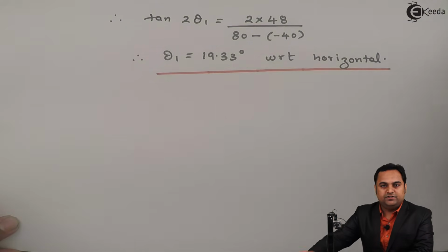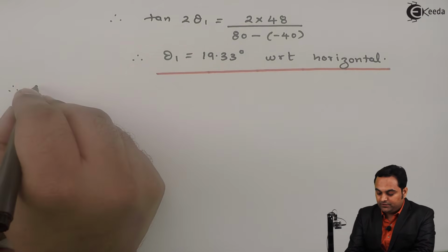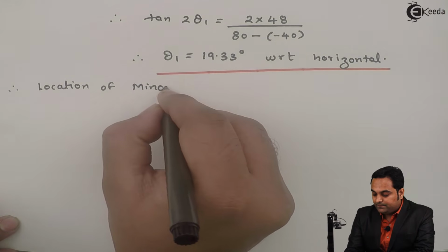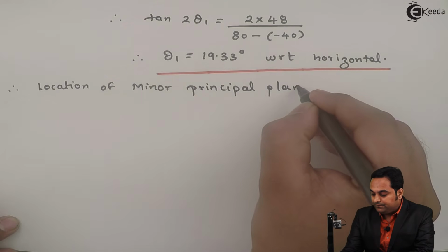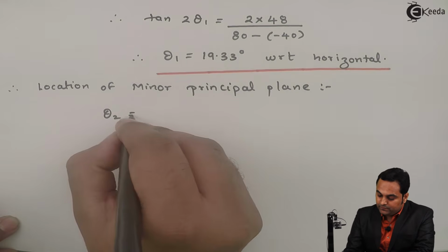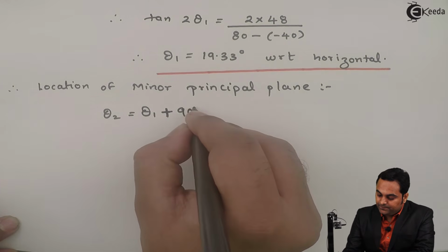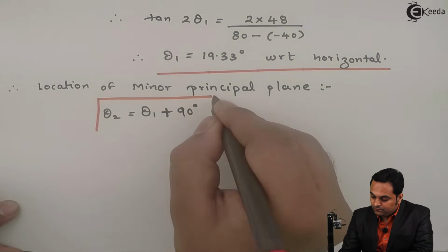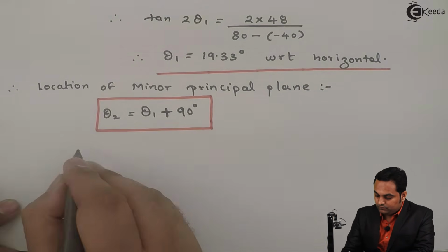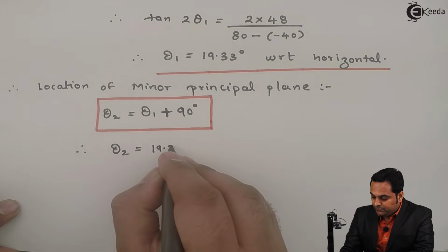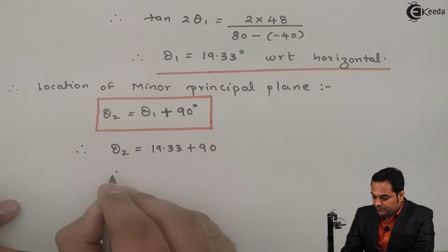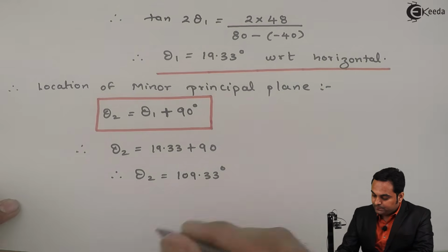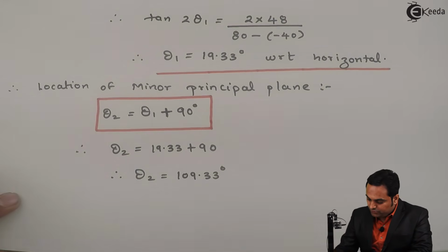After getting the location of the major principal plane, I'll find the location of the minor principal plane. Therefore, location of minor principal plane. Minor principal plane is exactly at 90 degree incline to the major principal plane. Theta 1, 19.33, plus 90. So therefore theta 2 comes out to be 109.33 degree. It is again with respect to horizontal.